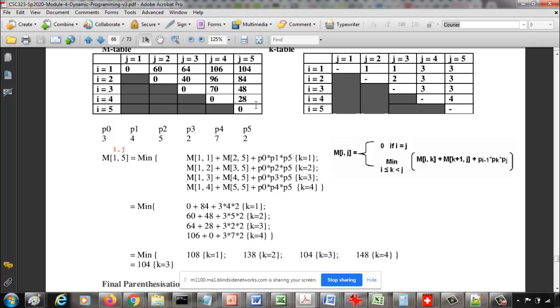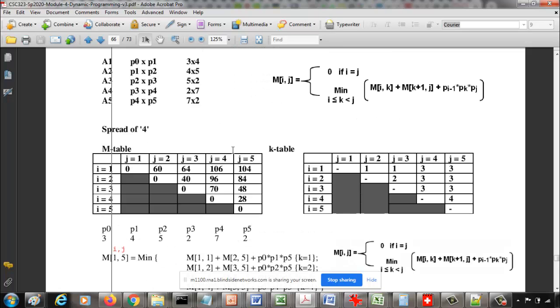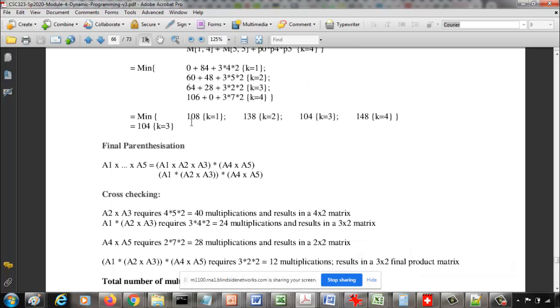So now we have filled the table and we have found the answer: to multiply from A1 to A5, which is the cell here, i equals 1, j equals 5, we do 104 multiplications. So that's the minimum number of multiplications to multiply A1 times A2 times A3 times A4 times A5 of these dimensions. Now we have to also find out where to parenthesize things. So to multiply from A1 to A5, the answer is we do 104 multiplications.